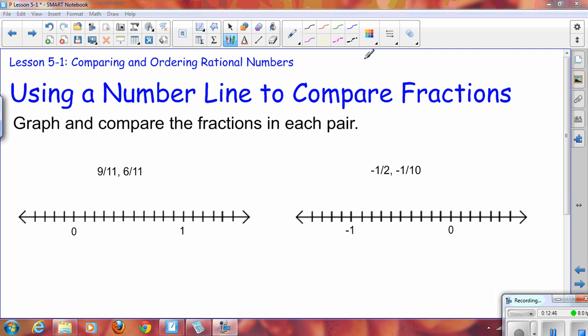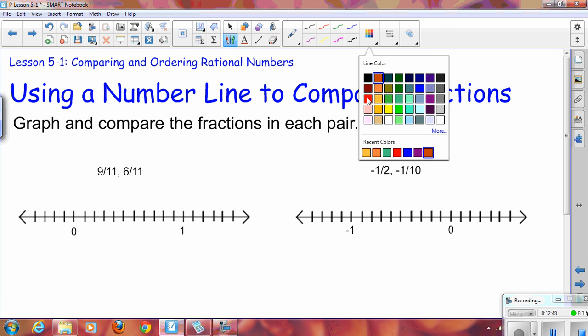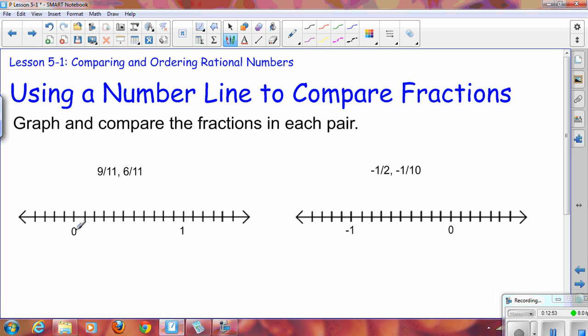Okay, when we compare numbers, we can put them on a number line. That's an easy way. Now, when I made this number line, I put 11 spaces between the 0 and the 1. So I can count to 9 11ths. So 1, 2, 3, 4, 5, 6, 7, 8, 9. That's 9 11ths. Okay? And 6 11ths is 1, 2, 3, 4, 5, 6. It's right here. That's 6 11ths. So clearly, 9 11ths is larger than 6 11ths. And we would put a greater than sign in there.